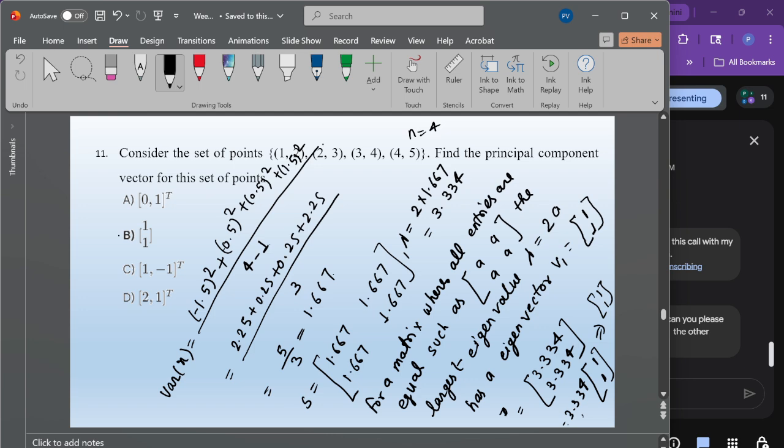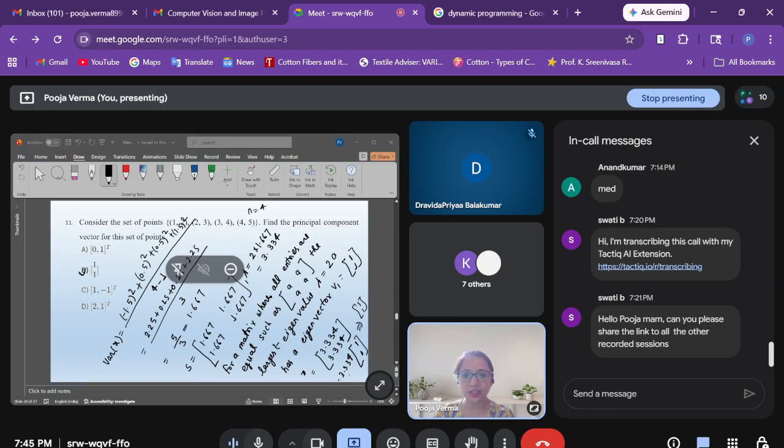For that, the correct answer is V, right? So is it fine to all of you? Have you understood how we can solve this question? Any clarification required? Can we move to our next question?